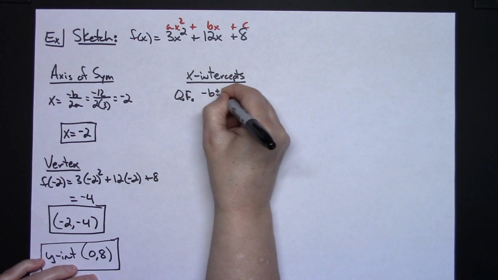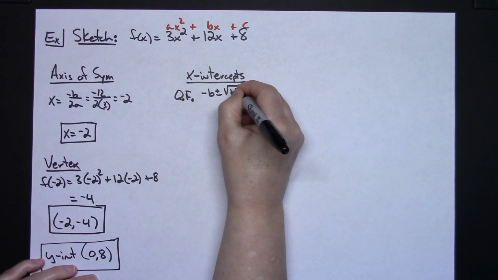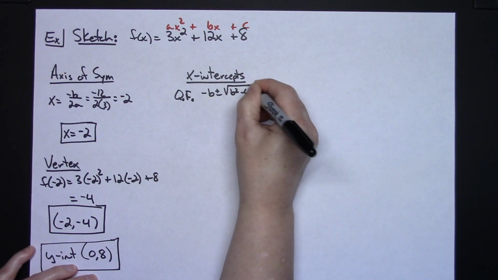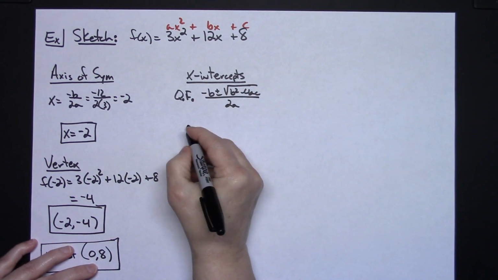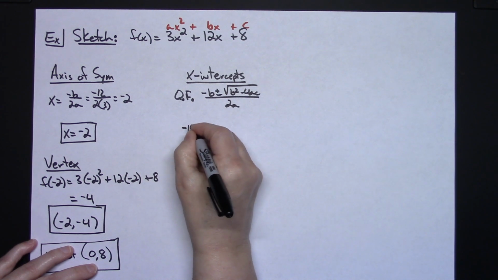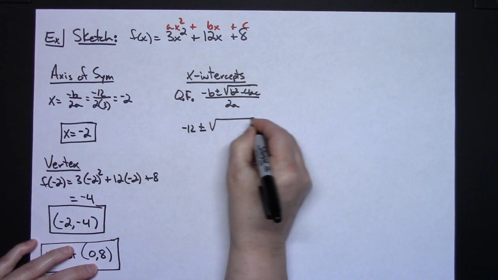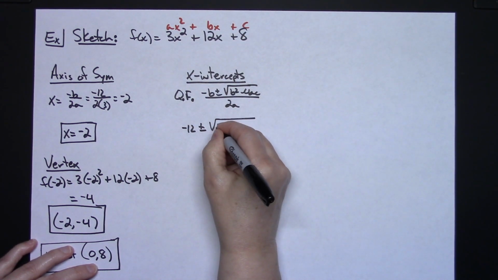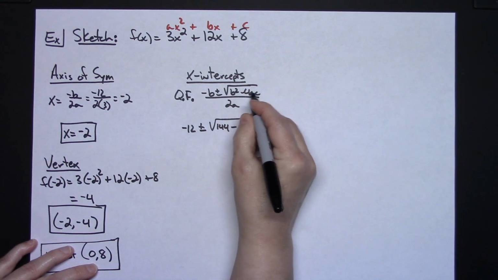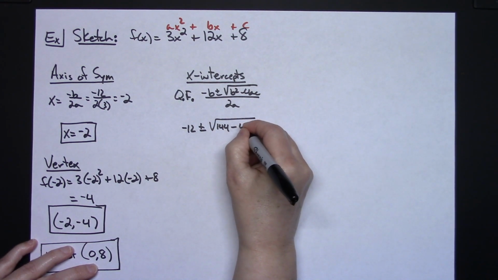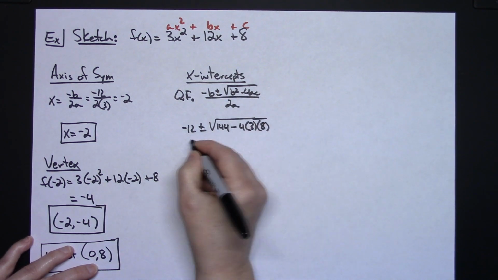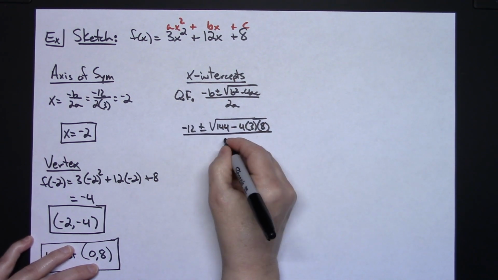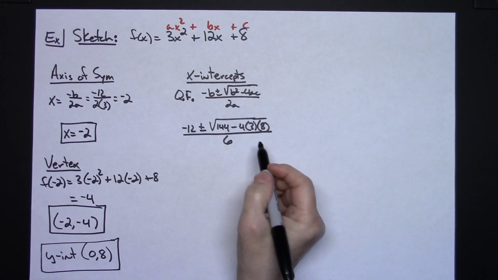Negative b plus or minus the square root of b squared minus 4ac all over 2a. Okay, so we're going to have to do that for this one. So on this one we'll have a negative 12 plus or minus the square root of b squared, which would be 144, minus 4 times a times c, so 4 times 3 times 8, and then all over 2 times the 3 on the bottom, which is going to give me a 6.